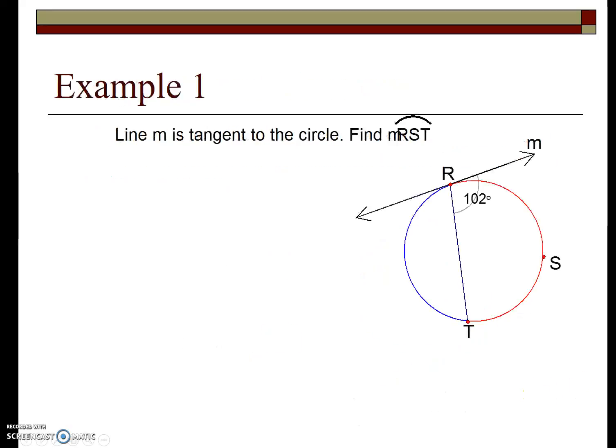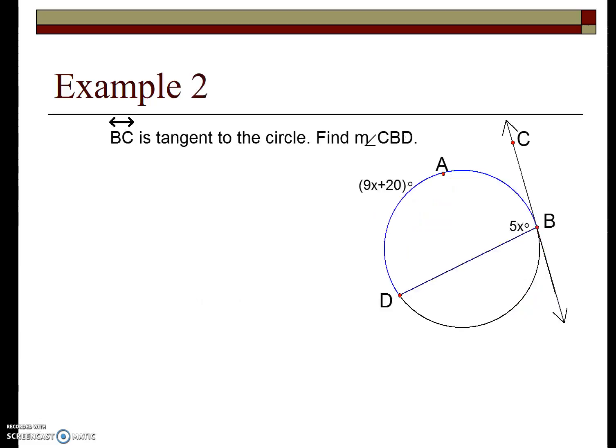Let's do an example using that exact knowledge. We're going to find the measure of the arc RST. Well, what I know is that RST is double whatever the angle TRM is. Since this angle is half this way, to go the other way, we're going to double it, kind of like we do with the inscribed angles. So we're going to do 2 times 102, and we get a total of 204 degrees. Okay, and that's it. Let's do one now with variables.